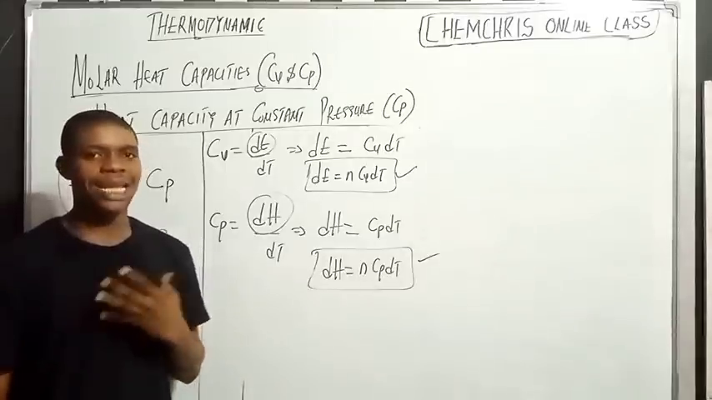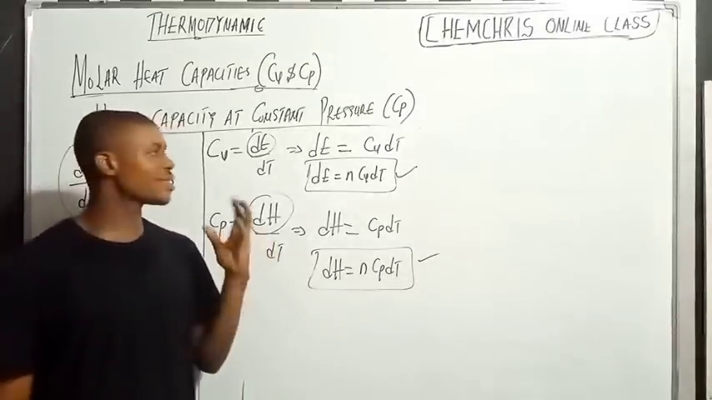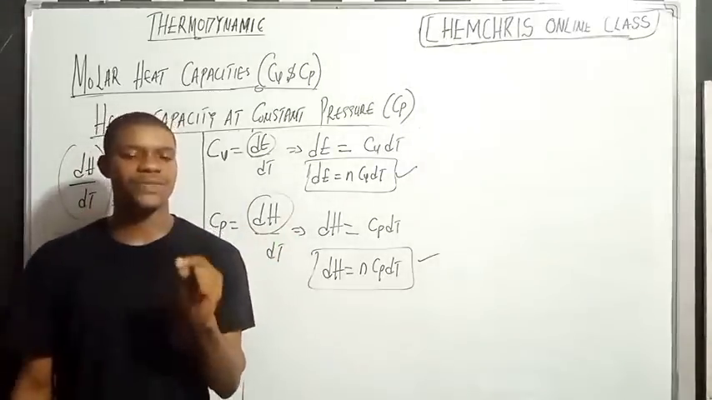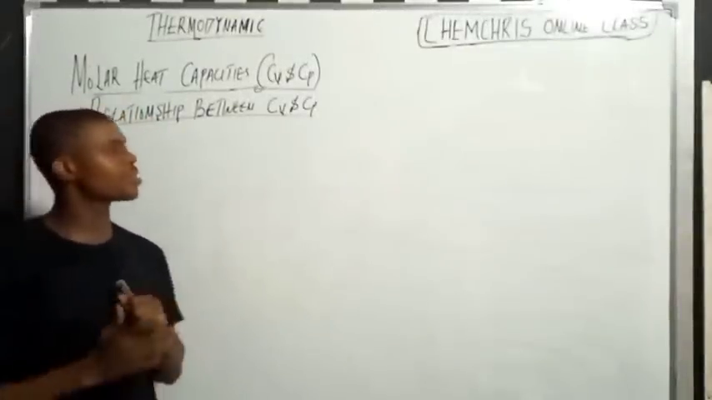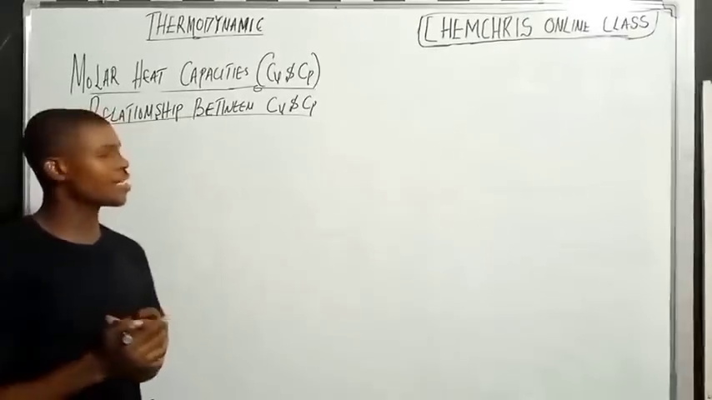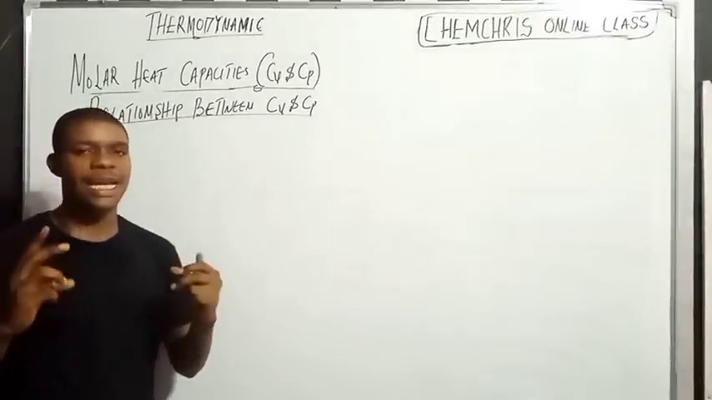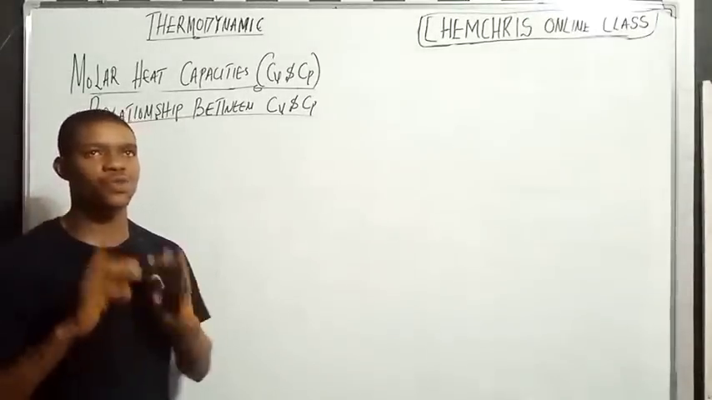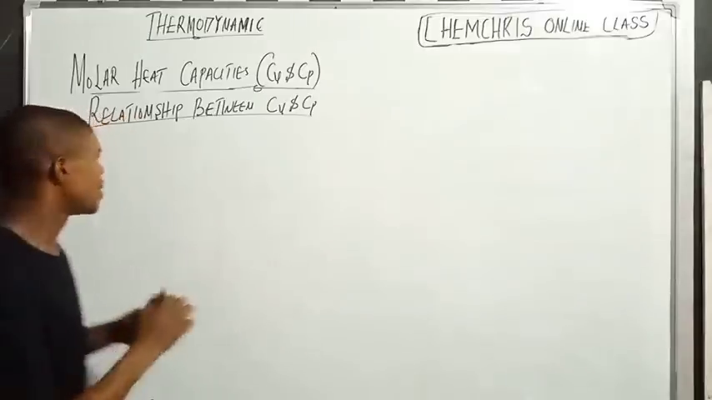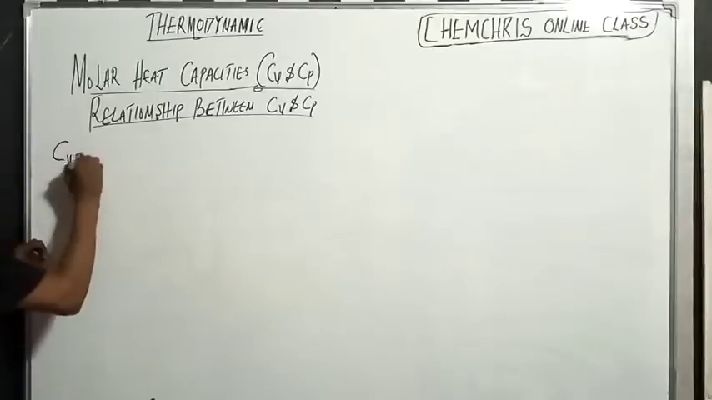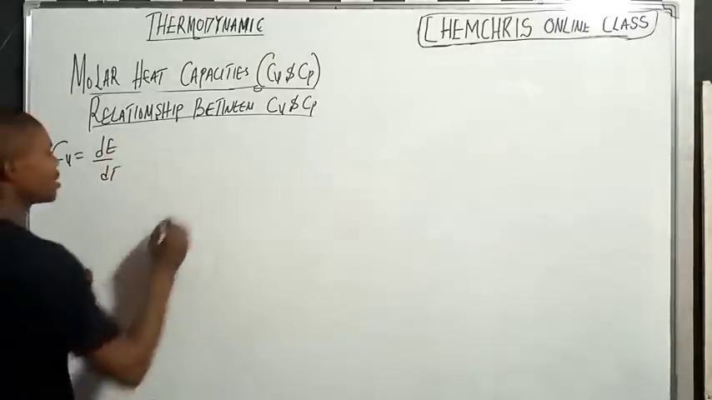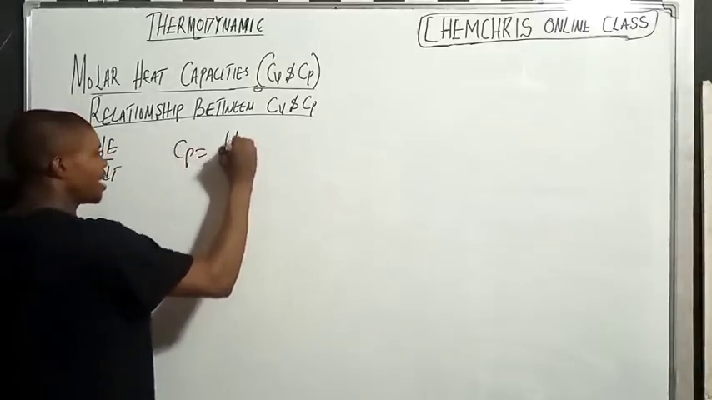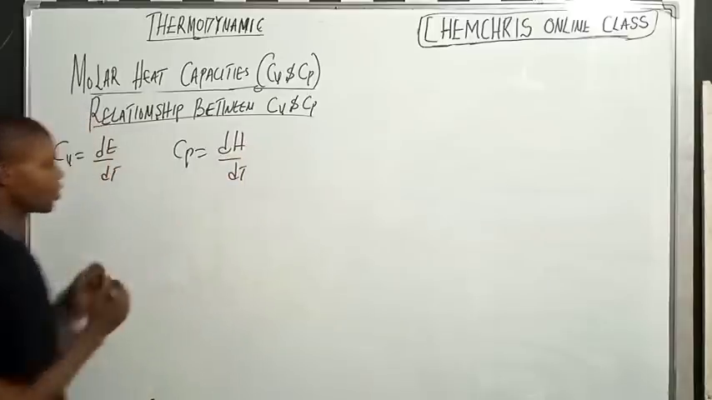Do you understand? So the next thing we want to look at is the relationship between Cp and Cv, because this is very important. Look at the relationship between Cp and Cv. Now, what is the relationship? We are going to use three key formulas which I have already established. Now, remember, Cv is change in internal energy over change in temperature, right? And Cp is change in enthalpy over change in temperature, right?